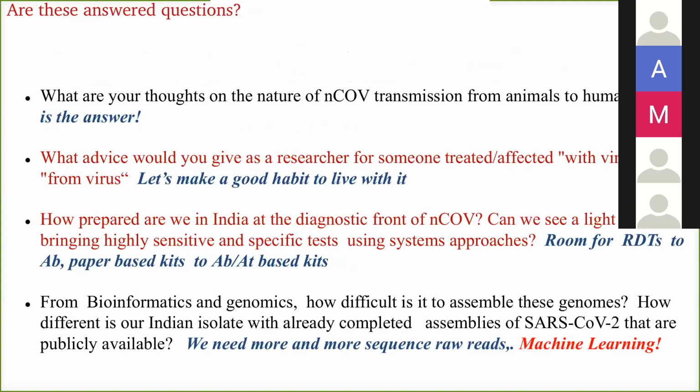Questions like you might ask: what are the thoughts on the nature of novel coronavirus transmission from animals to humans? Of course, earlier people have answered that lateral gene transfer could also be the key. This is what I really believe. A very important question you might want answered is about living with the virus and from the virus. So that's where we need to make a good habit of living with it. And that's where probably we can come up with paper-based kits or the simplest pregnancy-kit-like kits, which Professor Girish sir and Professor Kavikishore sir have developed in the lab, and they're going for the patent with their major brands.